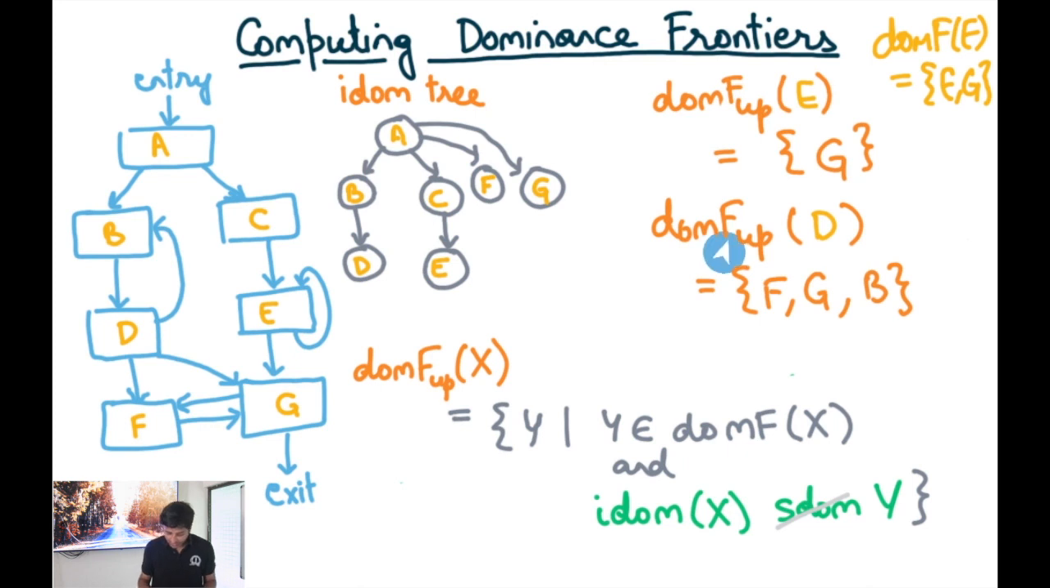Okay, let's take another example. Dominance frontier, domF up of D. DomF up of D is all the nodes that are in the dominance frontier of D.